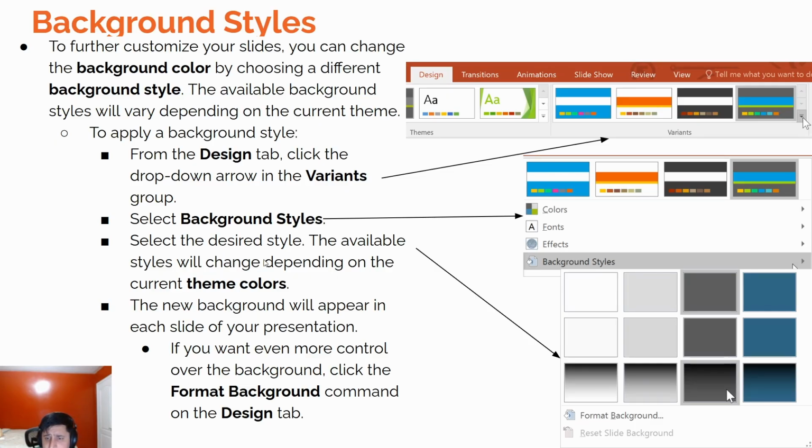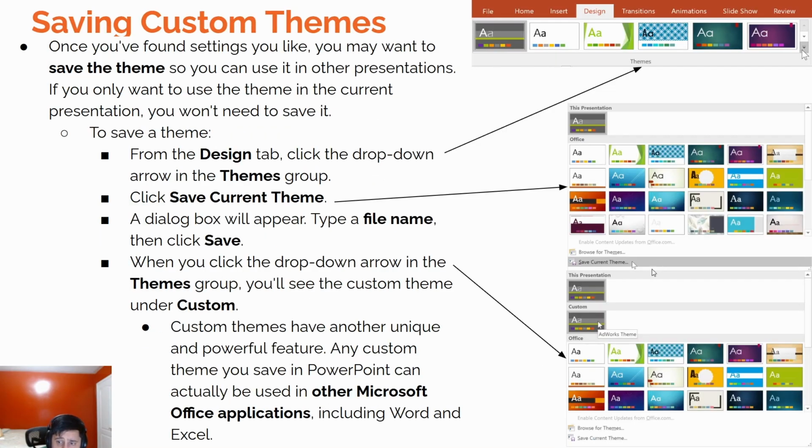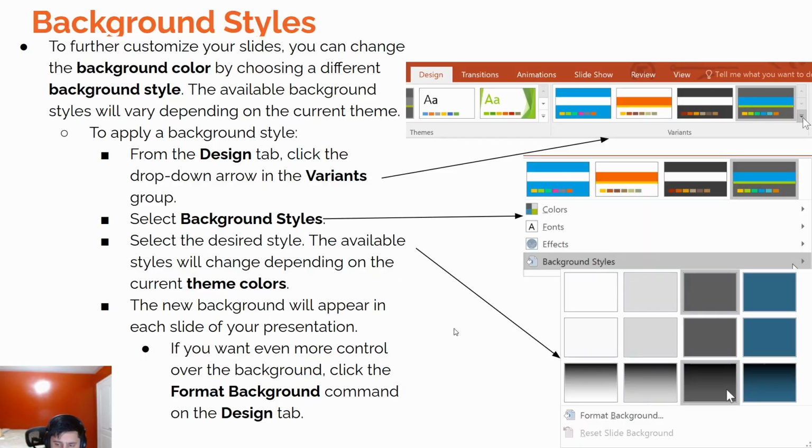We also have background styles that we can change. So again, the look and feel of the background, we can also change that. So again, we click our variants dropdown, go to background styles, and select our desired background, right, and format it. If we want even more control, again, we can click the Format Background button here, and then we'll get a bunch of other options, right?